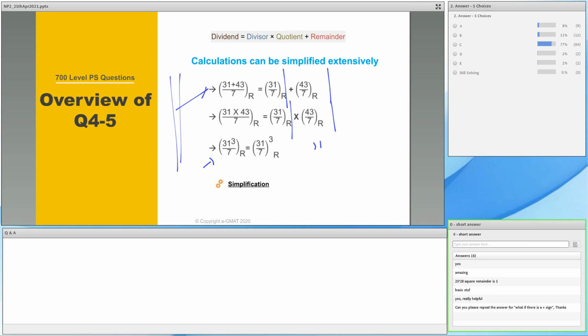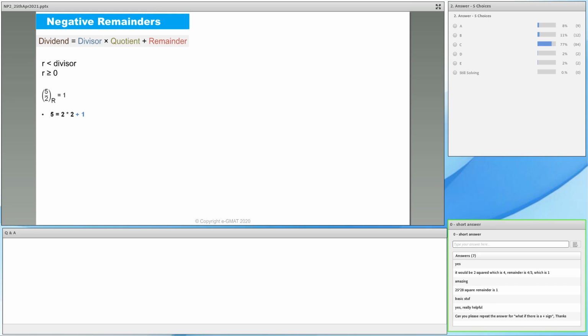If you're able to apply this, all those questions are going to get much simpler. Now we are getting into the next important concept. Pay a lot of attention to this. If you liked what you just saw, especially for those of you who are not familiar with remainder theorem, what you're going to see now is going to be even more interesting. It's what is called negative remainders.